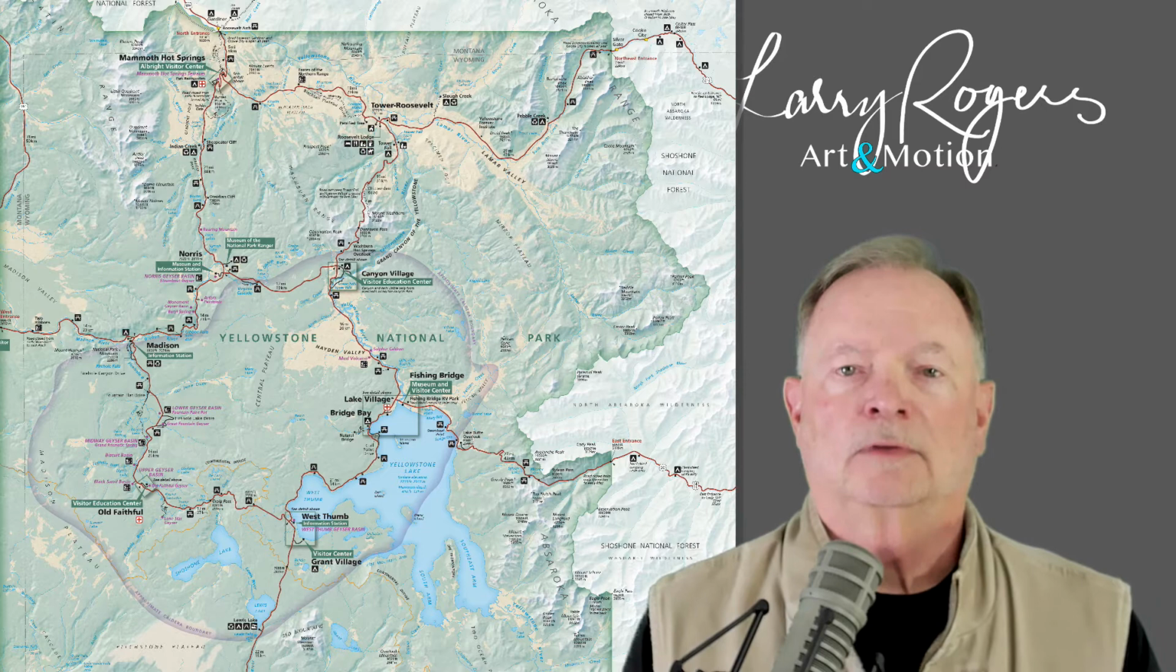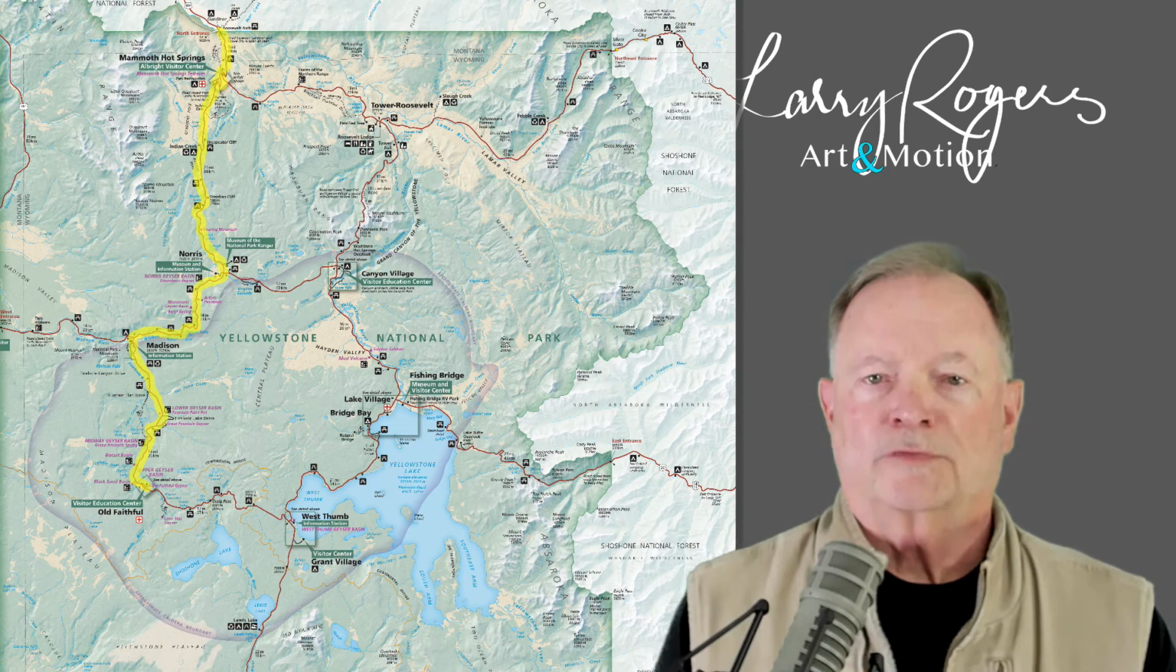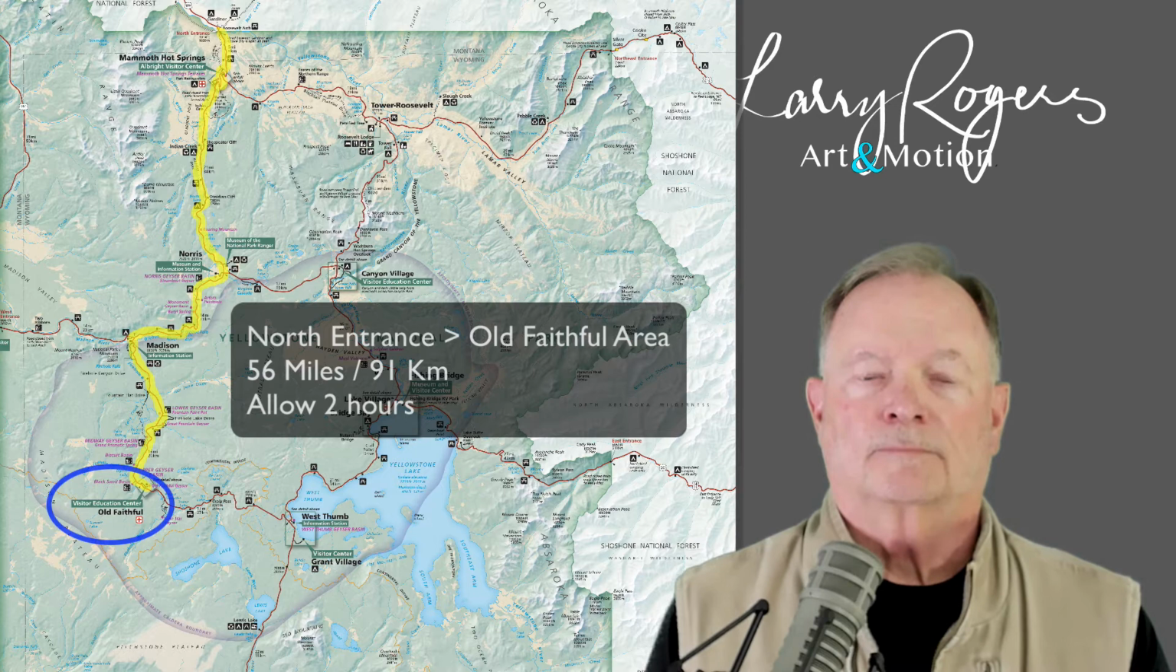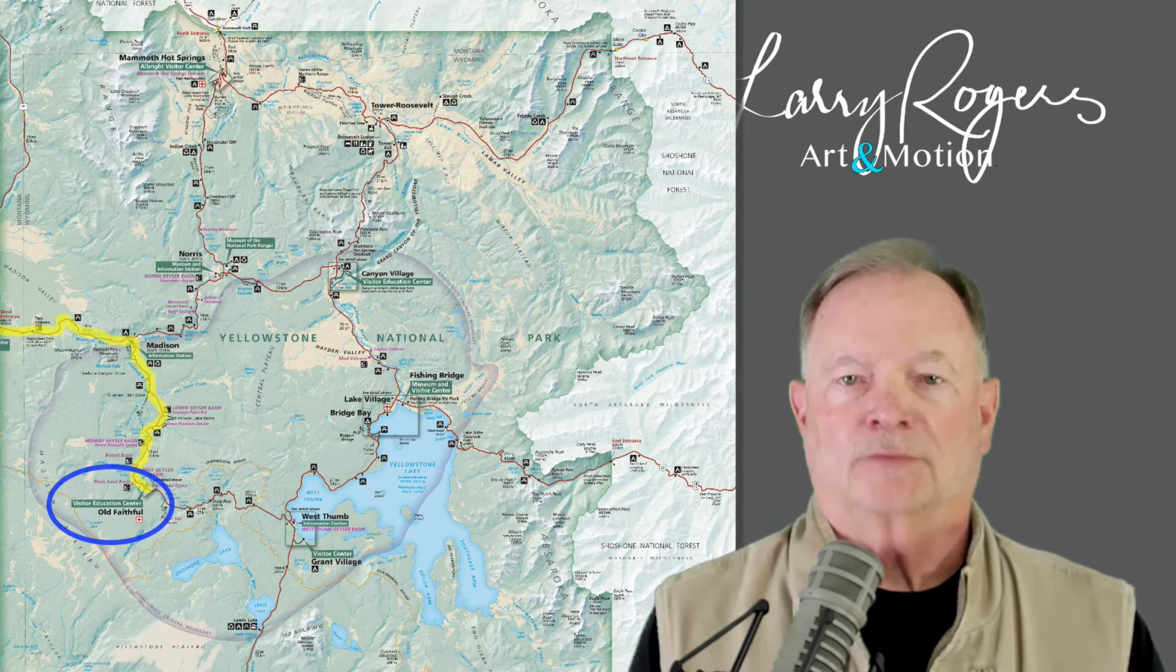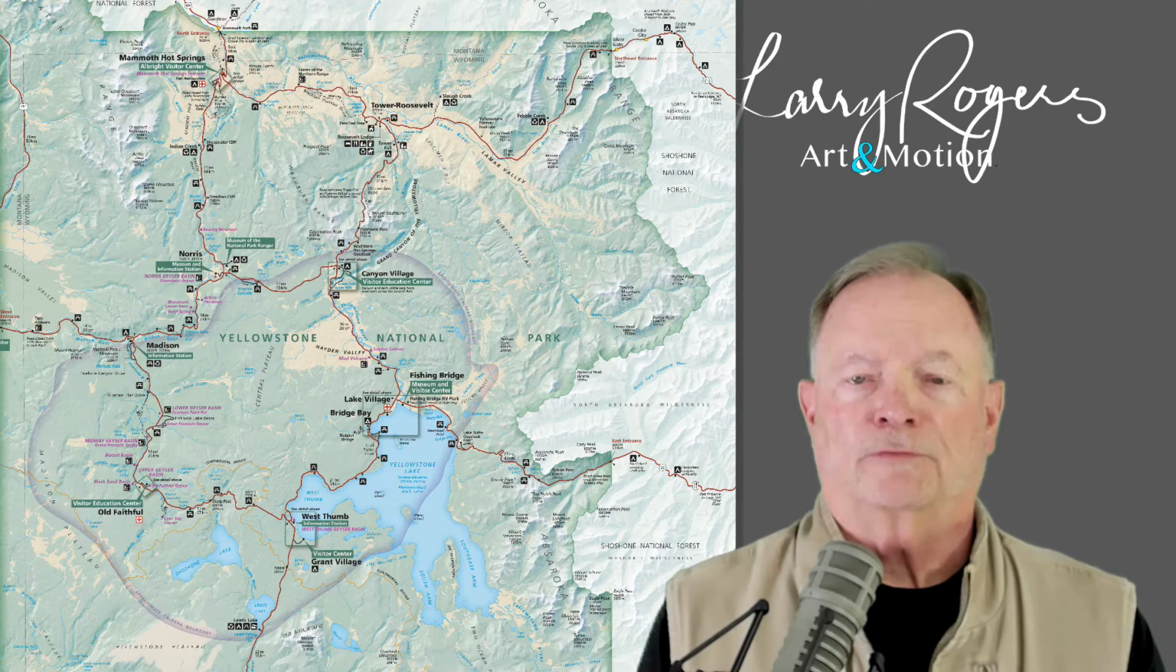From Gardner, Montana, you'll travel down this route towards the Old Faithful area, which I'll mark with an oval on the map. From West Yellowstone, Montana, you'll travel this route to get down to the Old Faithful area. Once you get down to the Old Faithful area, you'll see signs directing you toward the Old Faithful geyser. You want to follow those signs.